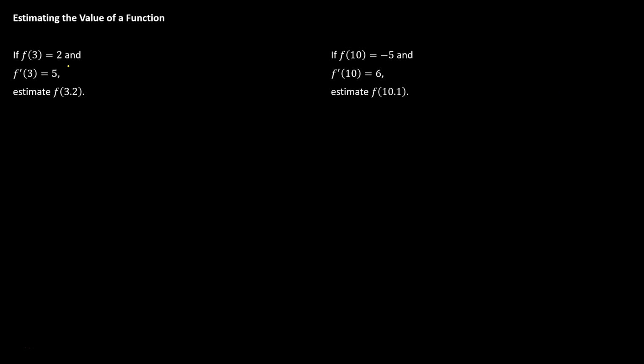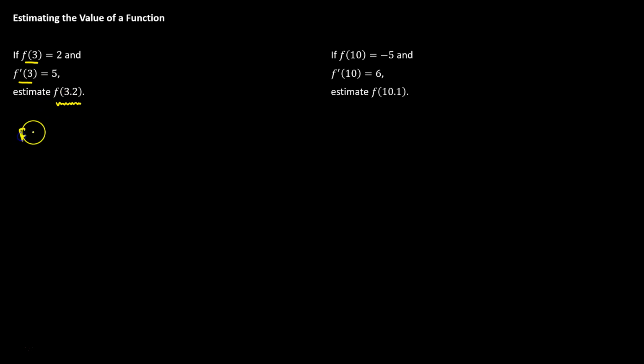To really drive home the idea that we only need these 2 facts to make a prediction about future points on our function, we're going to do a couple of examples where we don't even know what the function definition is. We don't know if it's a quadratic, we don't know if it's an exponential, we have no idea. The only things we know are the function value and the derivative value at the same point. And we're going to use that to estimate the function at a future point.